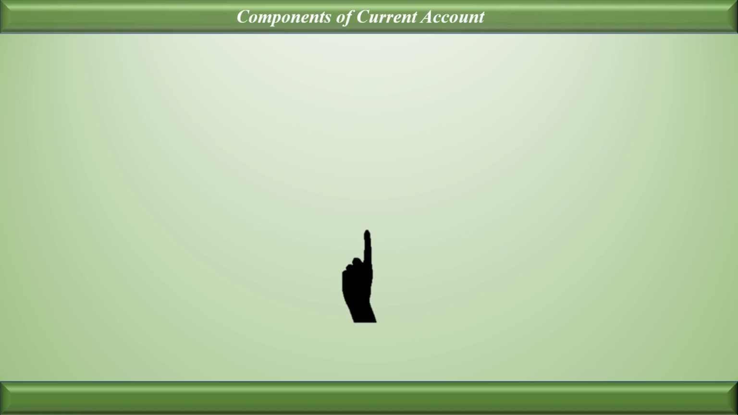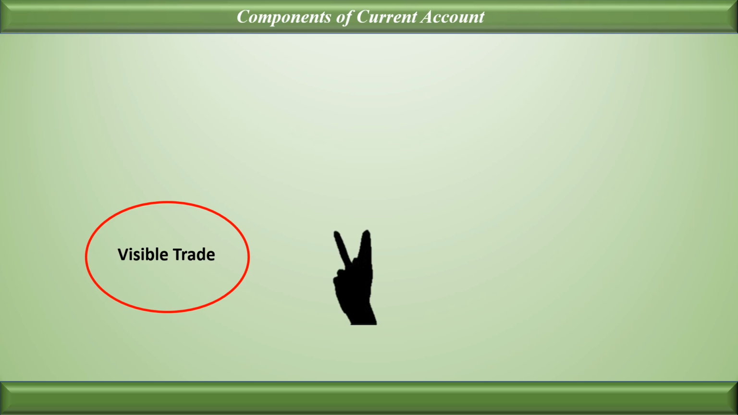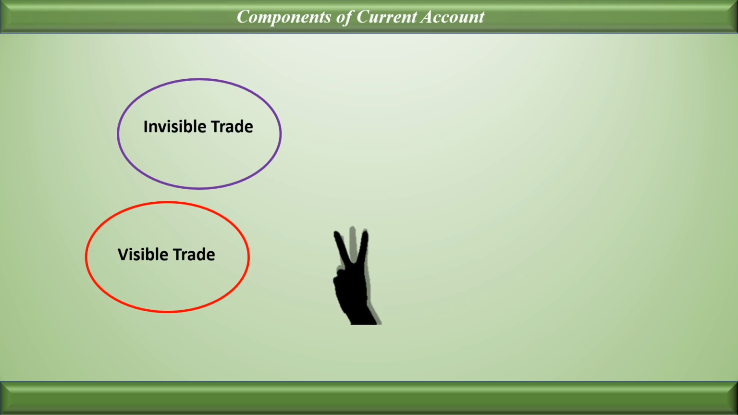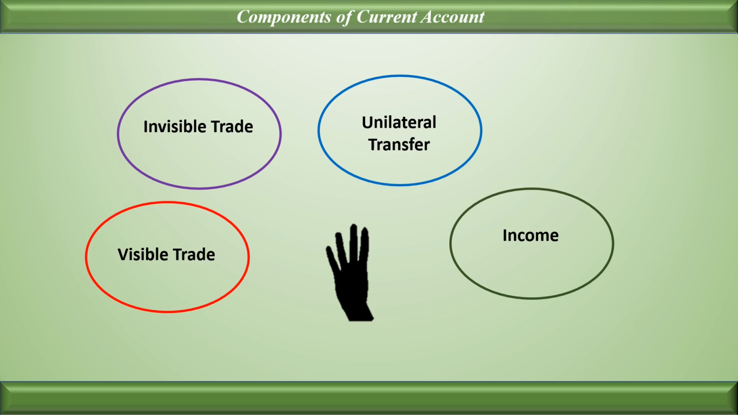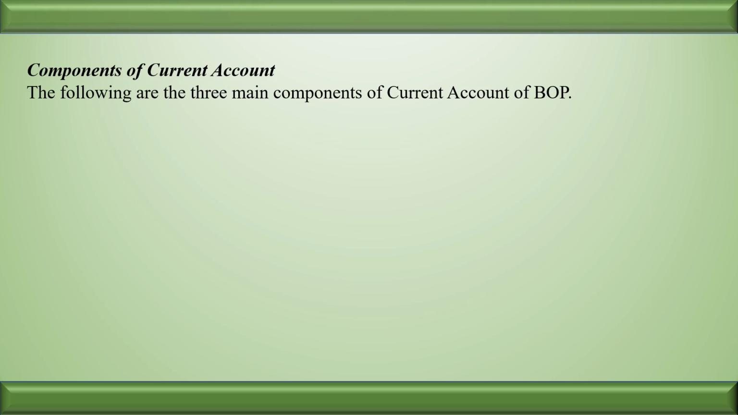Now let us see the components of current account transaction. In the case of current account transaction, the first component is visible items. Second component, that is invisible items. Third component, unilateral transfer, and the fourth component is income. So in the case of current account, we have four components: visible trade, invisible trade, unilateral transfer, and income. Let us discuss all these components one by one.